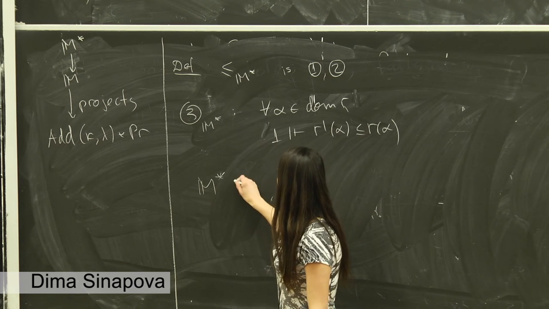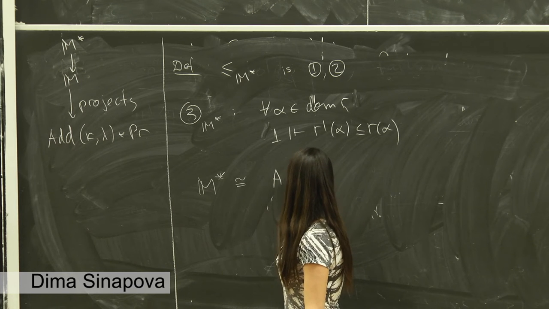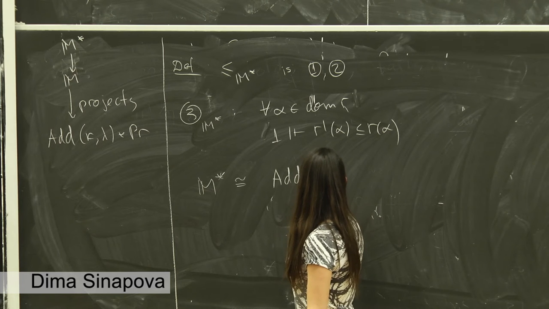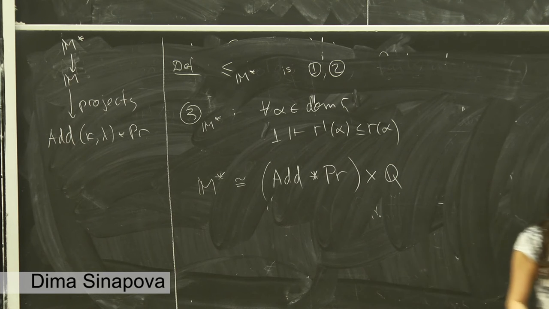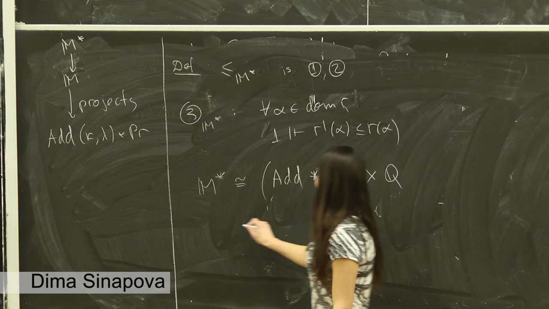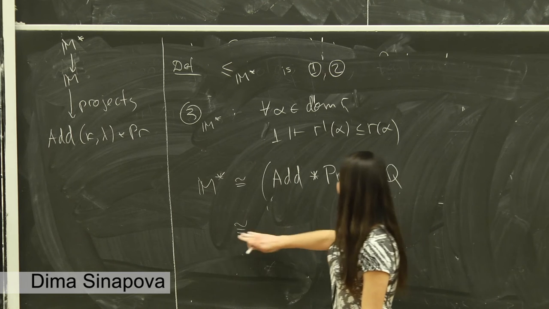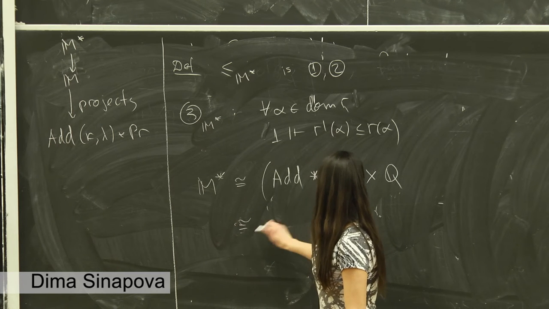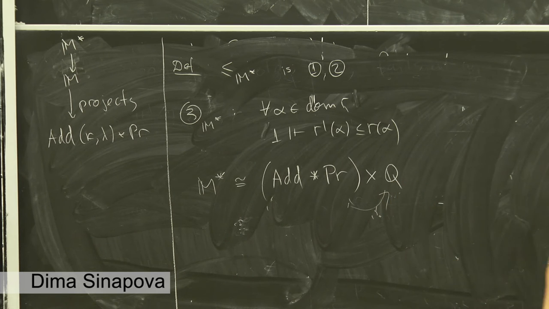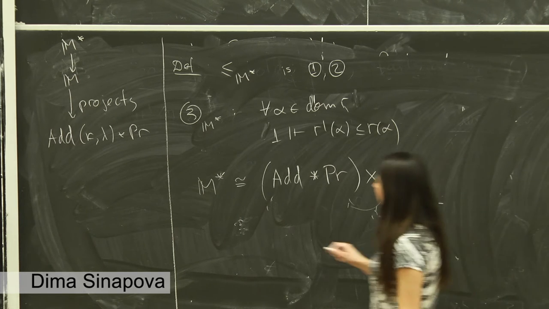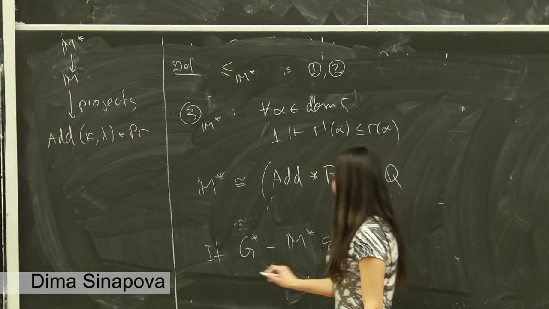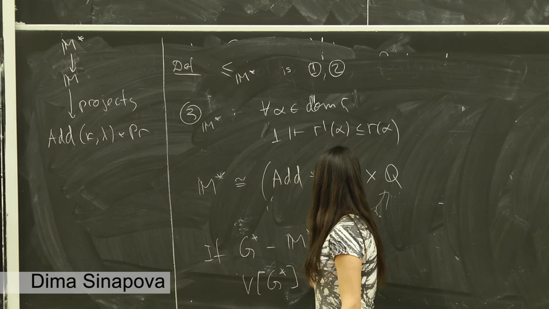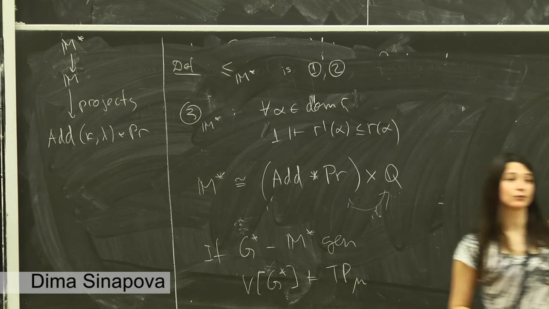So M star can be viewed as a product between the following: Add(κ, λ) star, the pre-creep times some forcing Q, where Q is μ-closed forcing. And because Q is closed enough, one can conclude by Itai's argument, by viewing this first as forcing by Q and then Add star pre-creep, that in V, so if G star is M star generic, in V[G star] the tree property holds at μ.